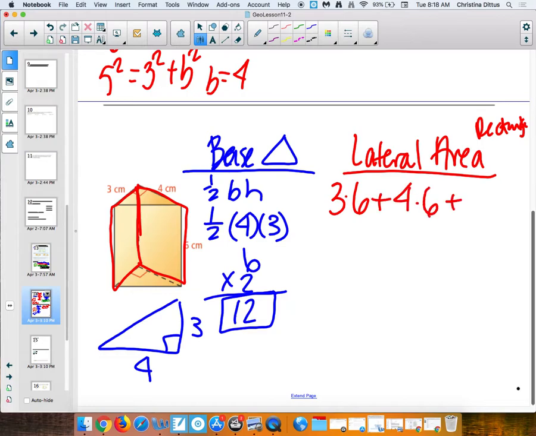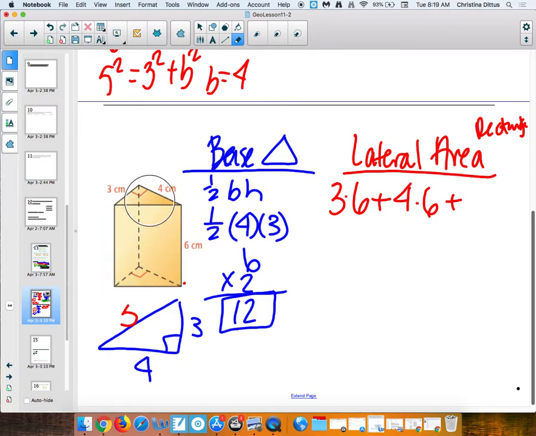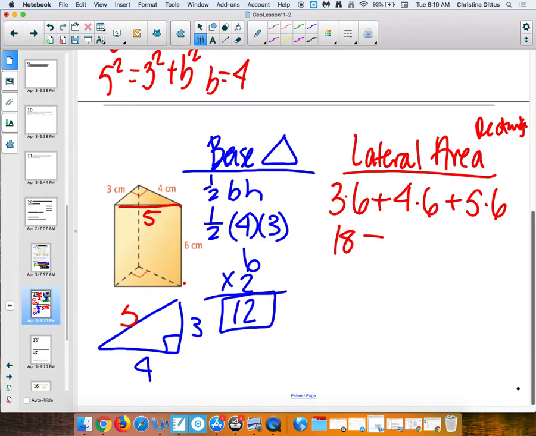How do I know the front? 5 by 6. How do you know 5? Because it's a common thing, a 3, 4, 5 triangle. So this front line is 5 long. Isn't that much easier? I think so. 3 by 6 is 18. 4 by 6 is 24. 5 by 6 is 30.